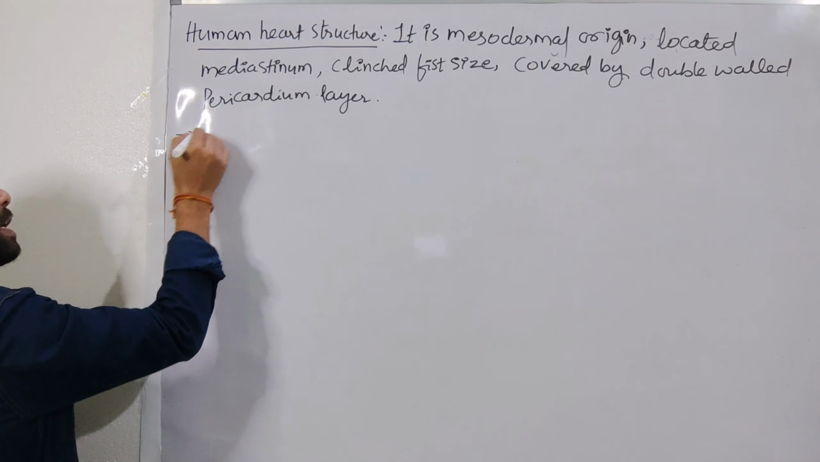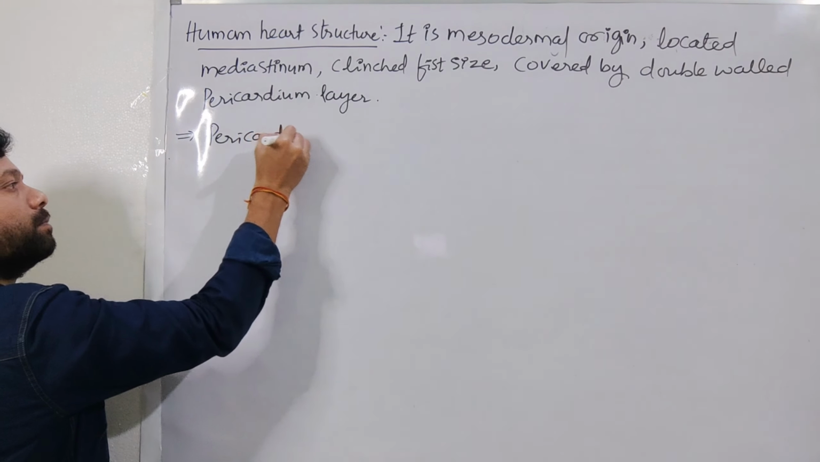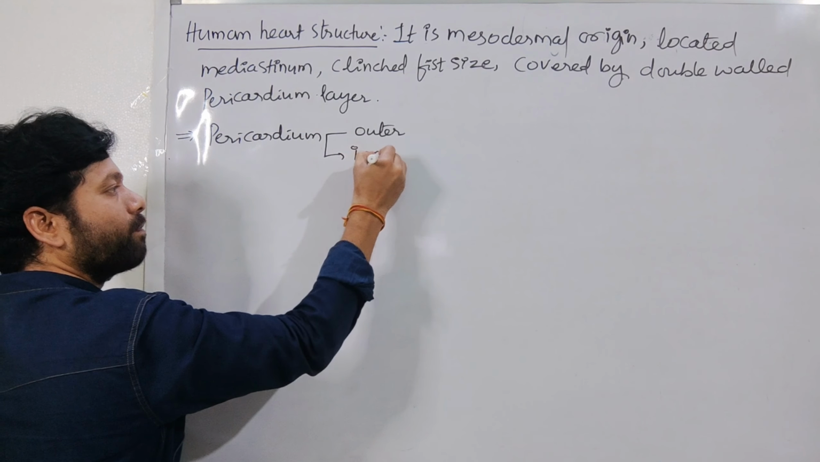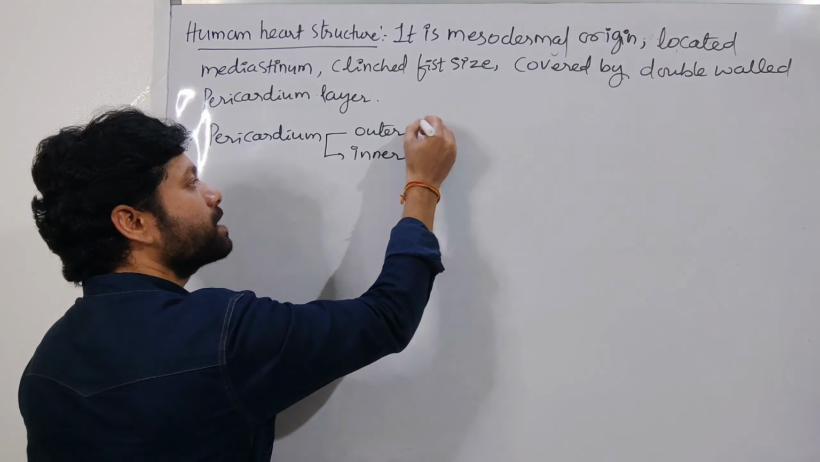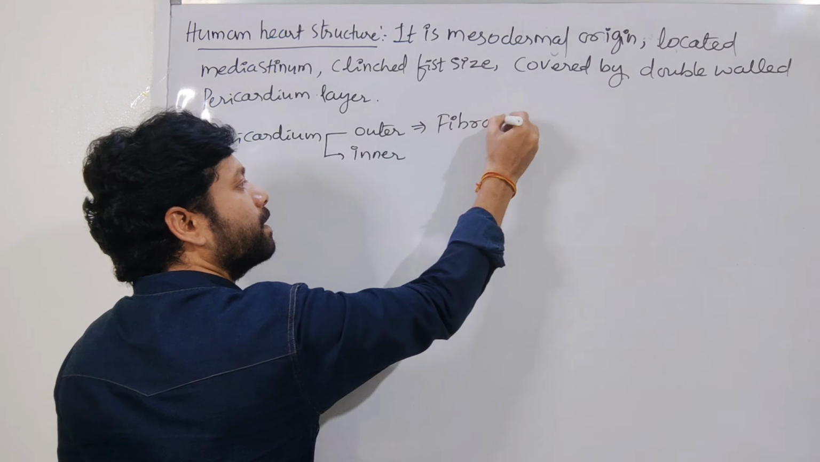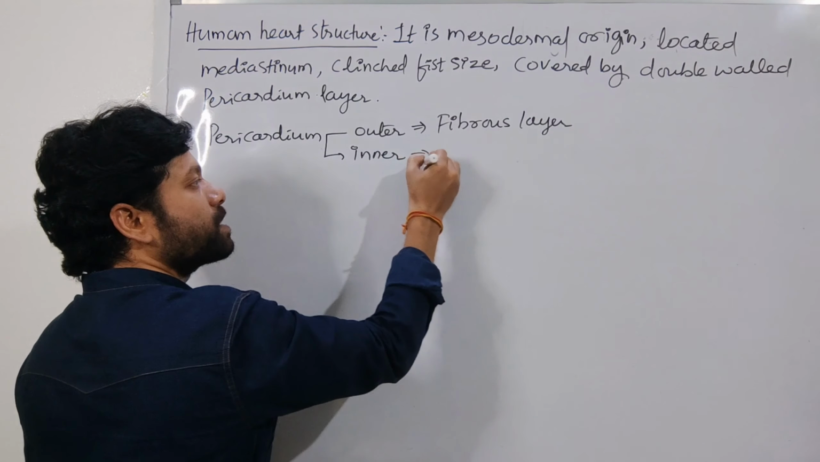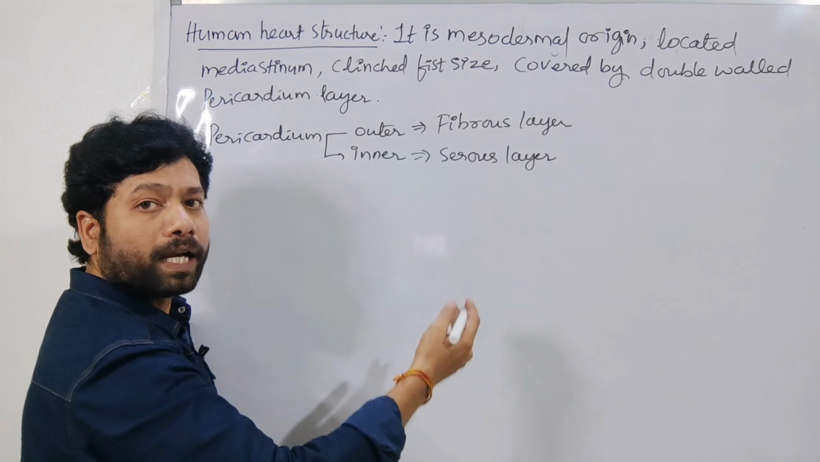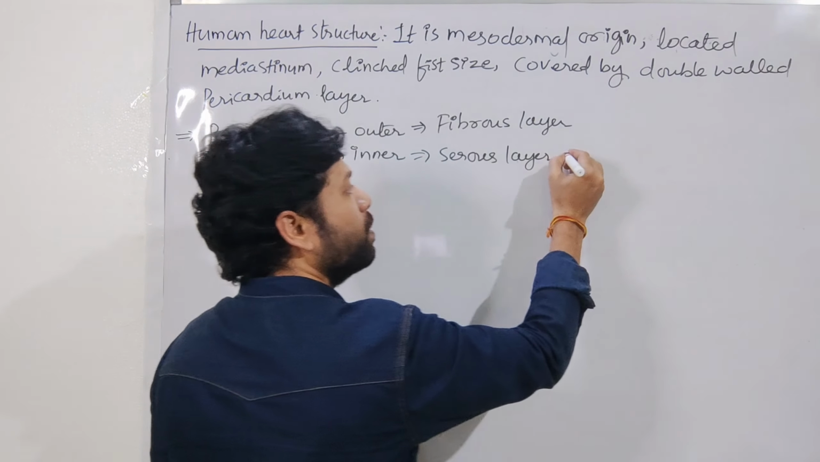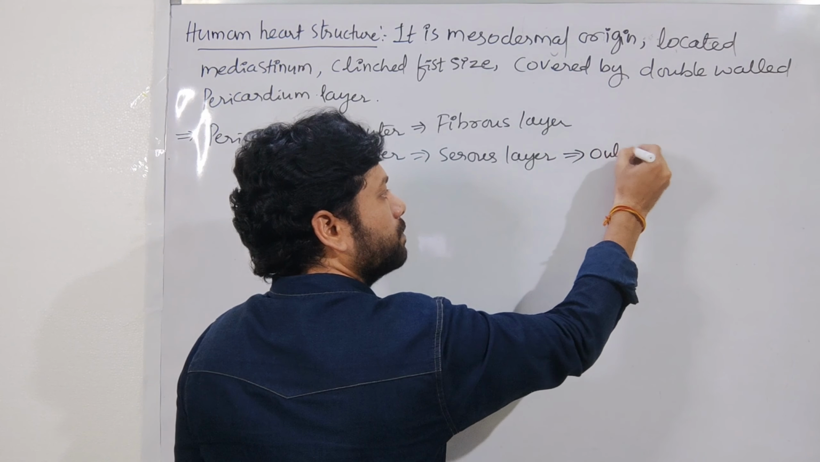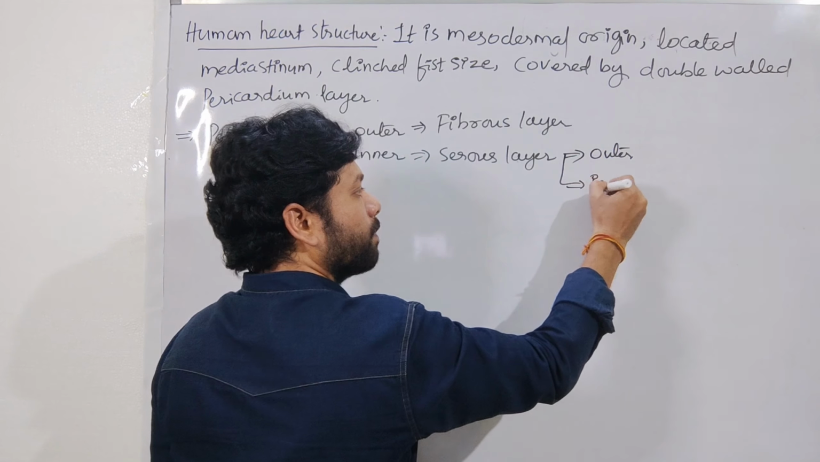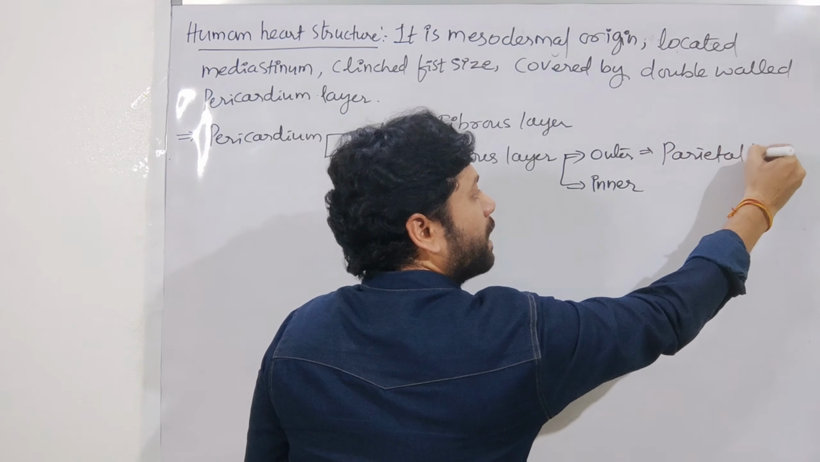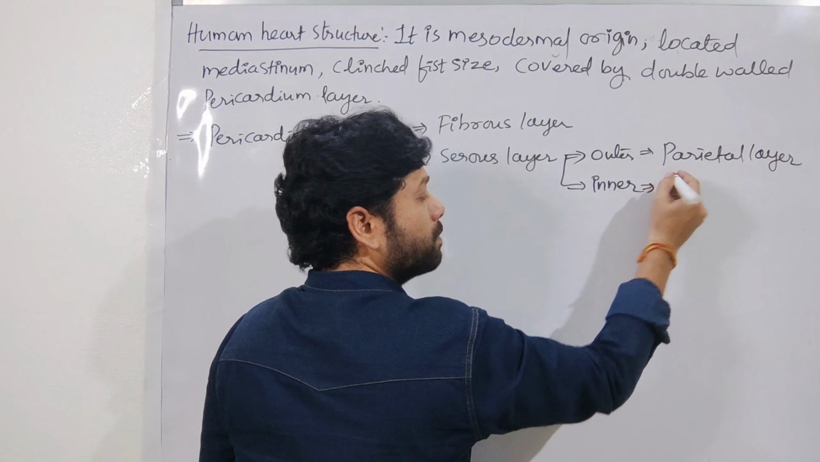Okay, so the pericardium is a double layer, with an outer layer and an inner layer. The outer layer is called the fibrous layer. The inner layer is known as the serous layer. The serous layer is also a double layer, with an outer and an inner. The outer is called the parietal layer and the inner is called the visceral layer.